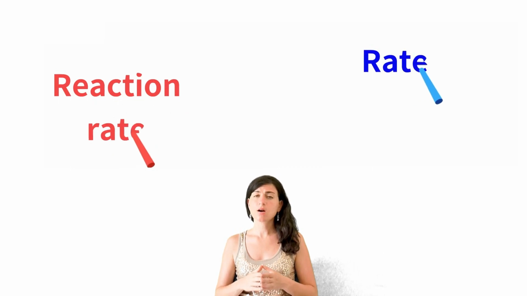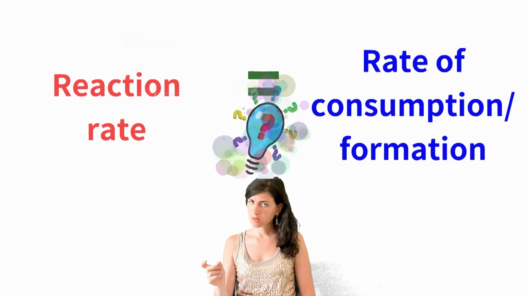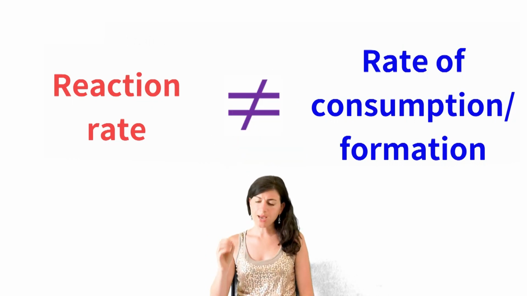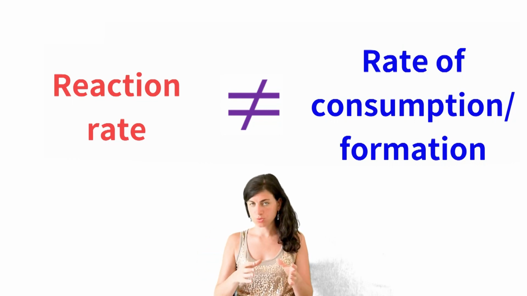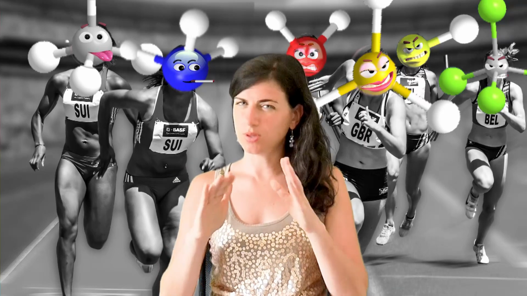Now, it's time to clarify a point which I have never seen well explained in books. The point is the difference between reaction rate and the rate of consumption or formation. Are they the same thing? Let's see. No, they are not. Reaction rate is independent of the stoichiometric coefficients and is the same for all the chemical species, whereas rate of formation or consumption depends on the stoichiometric coefficients. But let's do an example, because I know you didn't get it.